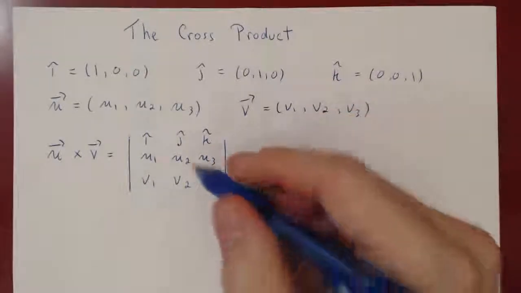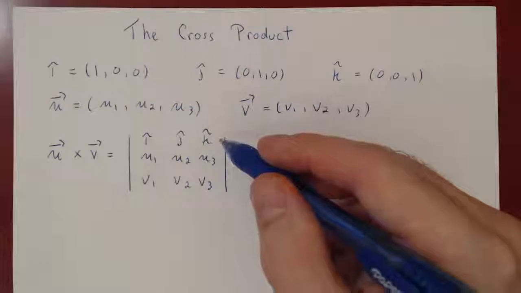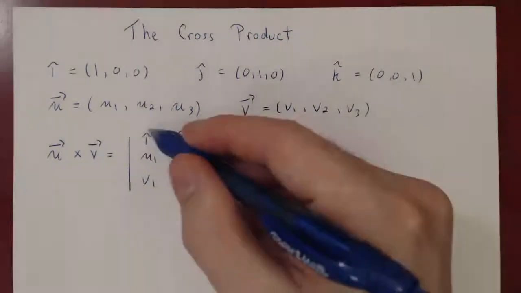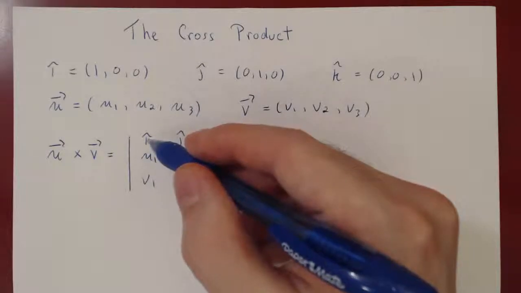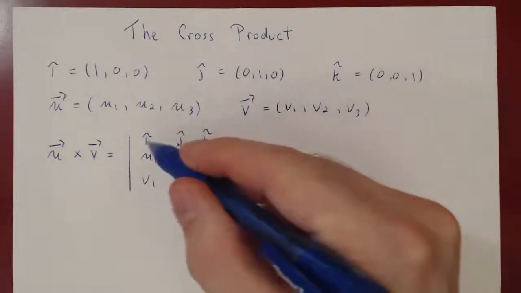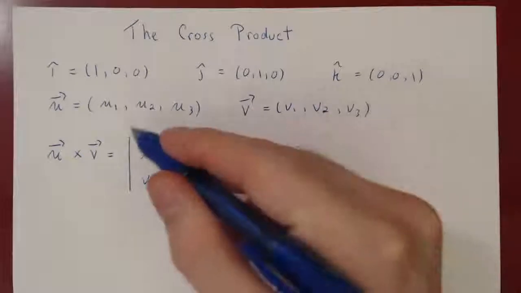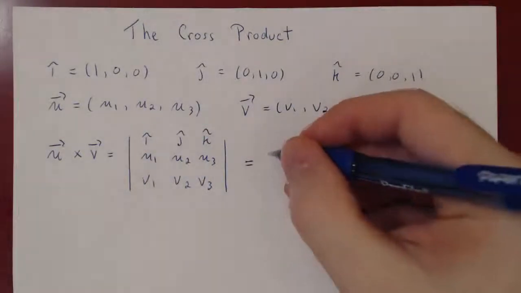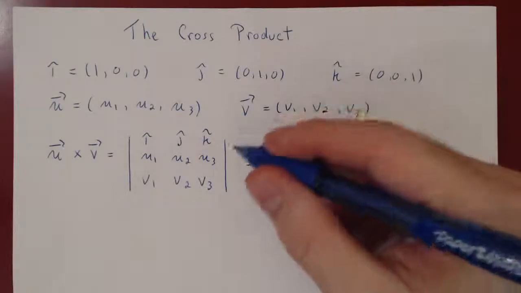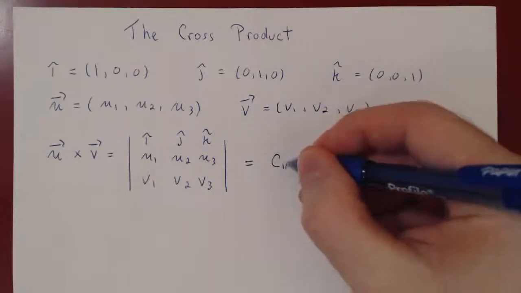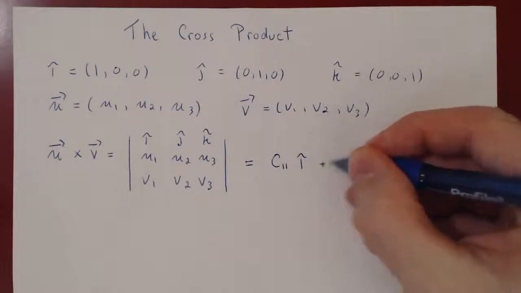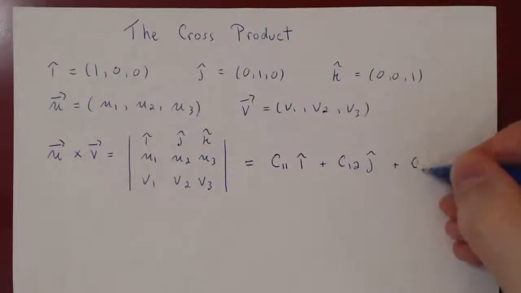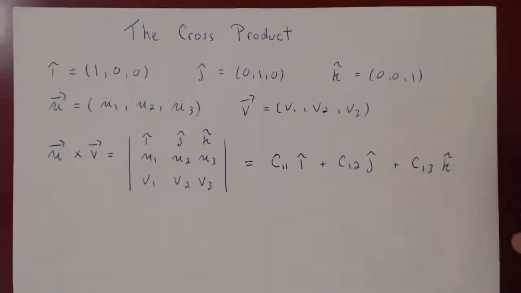When you think of this determinant, think of using cofactor expansion along the first row. So you're going to have i times C11, j times C12, k times C13. Usually you write the scalar in front of the vector, so this is C11 times vector i plus C12 times vector j plus C13 times vector k hat.